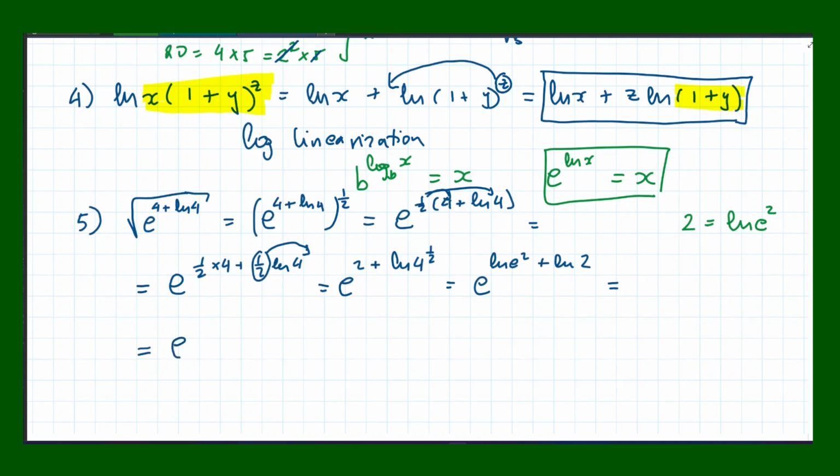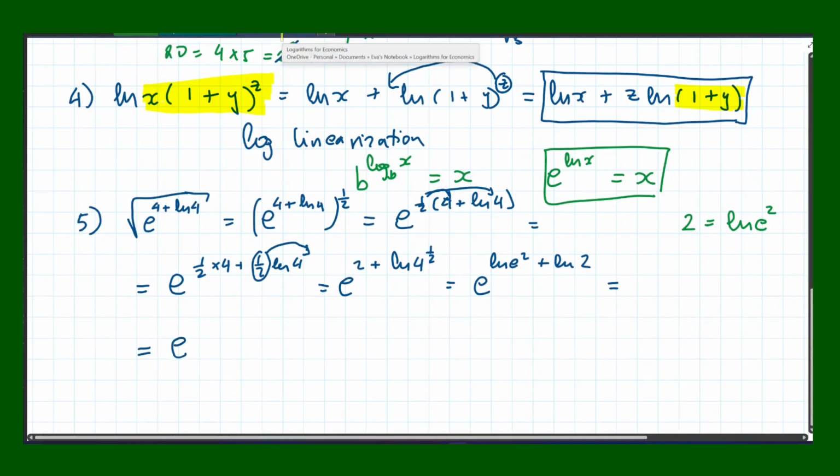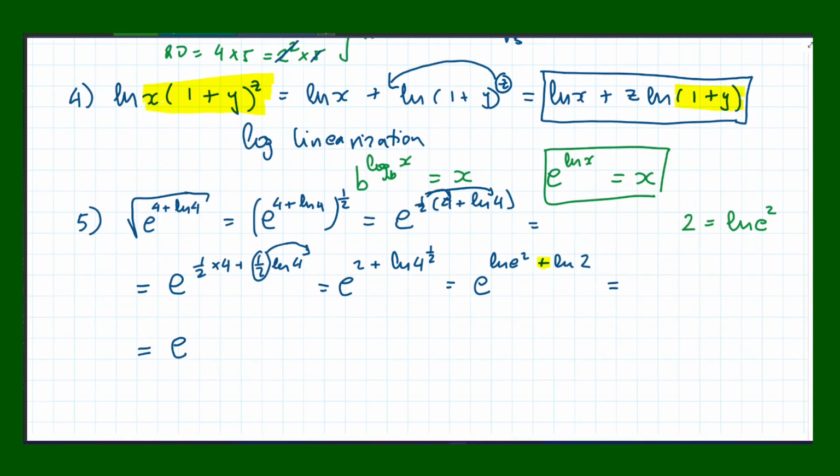I'm going to keep e. In the exponent now, I have got an addition of 2 logs with the same base because both of them are ln. I made sure that both of them are ln. So I can apply the multiplication behind the log rule in reverse, and I can rewrite this as ln of e squared times 2, or simply 2e squared.